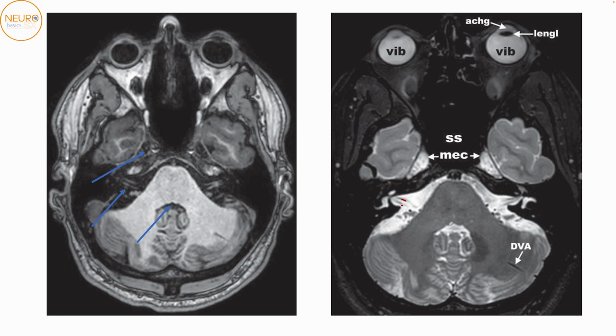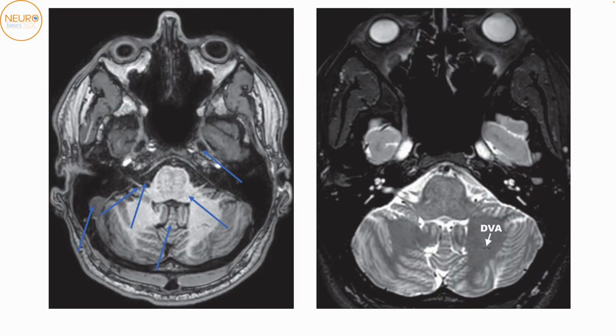This structure over here is the facial colliculus protruding into the 4th ventricle posteriorly from the brainstem. Okay, so again, this is the Meckel's cave, T1 hypointense because it is CSF, T2 hyperintense, that is all the CSF of the Meckel's cave.